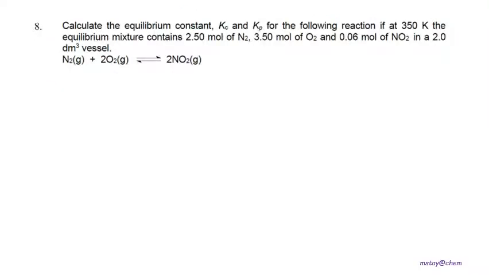Question number 8. Calculate the Kc and also Kp for the following reaction at 350 Kelvin, where the equilibrium mixture contains 2.5 mole nitrogen, 3.5 mole oxygen, and 0.06 mole nitrogen dioxide in a 2 liter vessel. Based on this question, it is very clear that the number of moles given is at equilibrium.